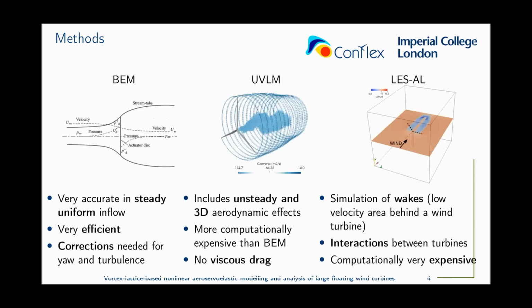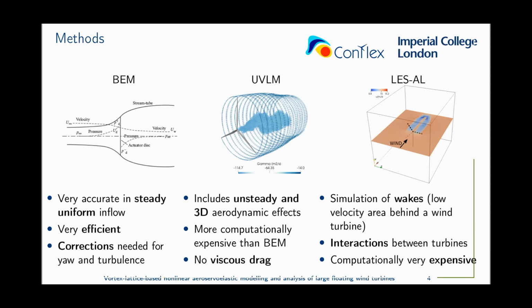These are the three methods that we are going to talk about today. We have blade element momentum, or BEM, which is very accurate in steady uniform inflow because all the hypotheses of the model are fulfilled in this case, and because it has also been tuned throughout decades to be accurate in this situation. It is an extremely efficient method, but it needs corrections when it comes to complex inflows like the yaw case or the turbulence case. The yaw corrections have been proposed many years ago in literature, and we will see how they work in this presentation. And I will also show you a correction we have proposed for the turbulence cases.